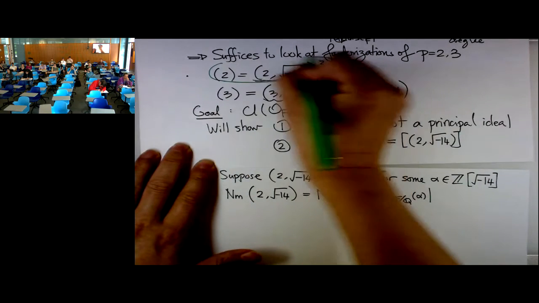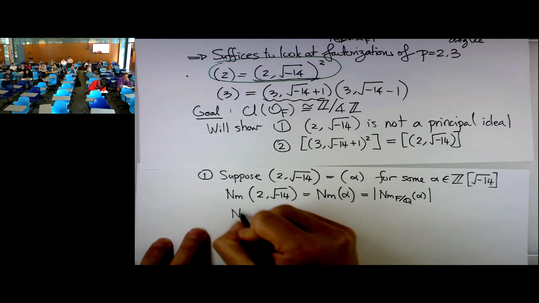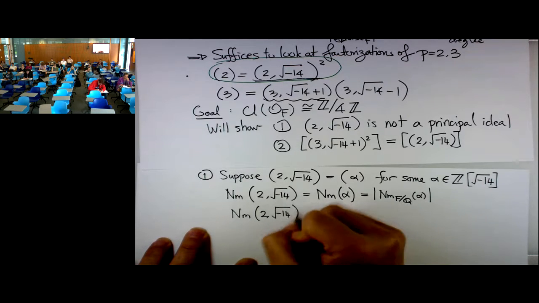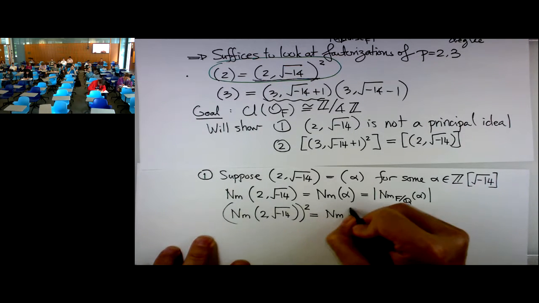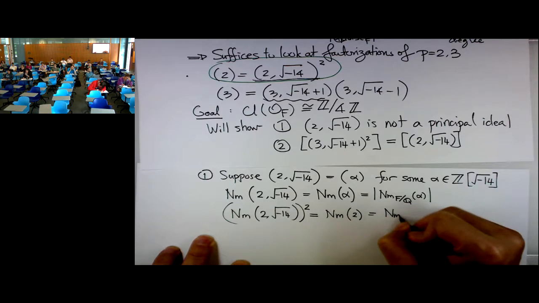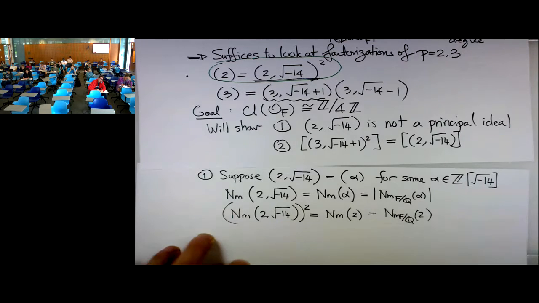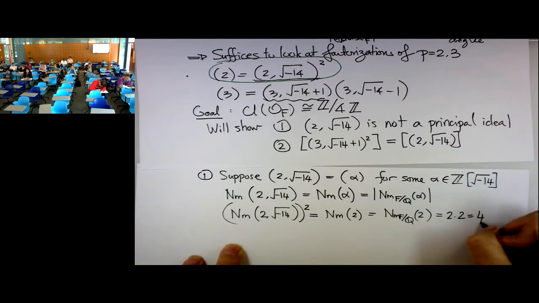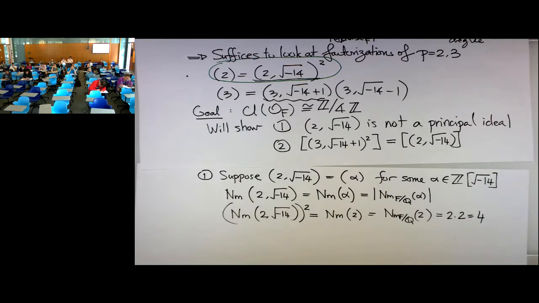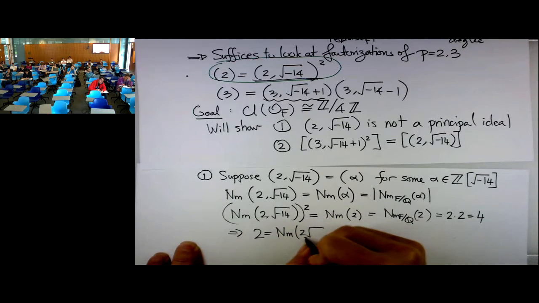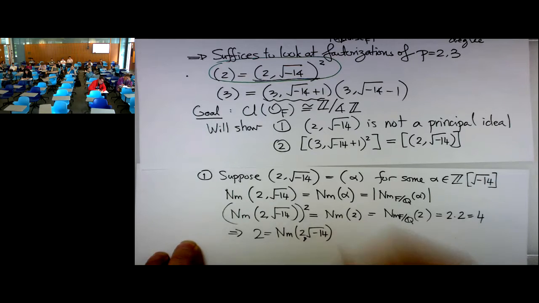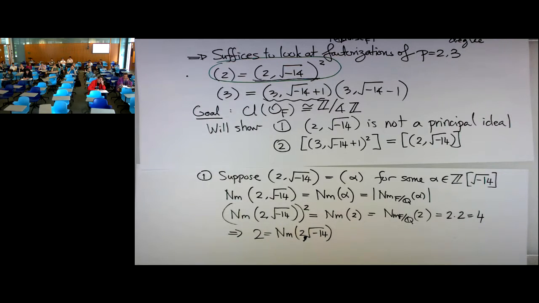Via this factorization, you know that the norm of (2, root of negative 14), if you square that, remember the norm is multiplicative, is the same as the norm of the ideal generated by 2. That's just the norm of the number 2. Under the two embeddings, 2 is embedded to 2 both times, so you get 2 times 2, which is 4. Therefore the norm of the ideal (2, root of negative 14) is just 2, because the square of the norm is 4.